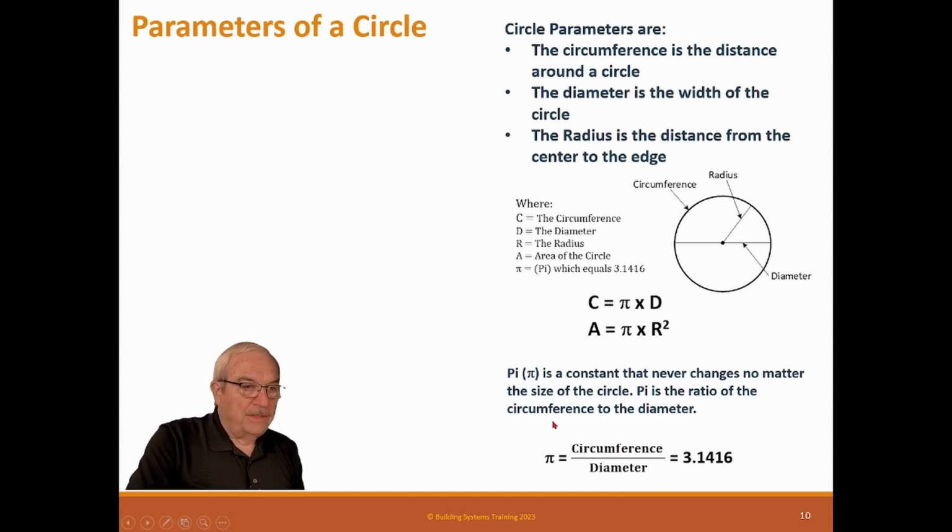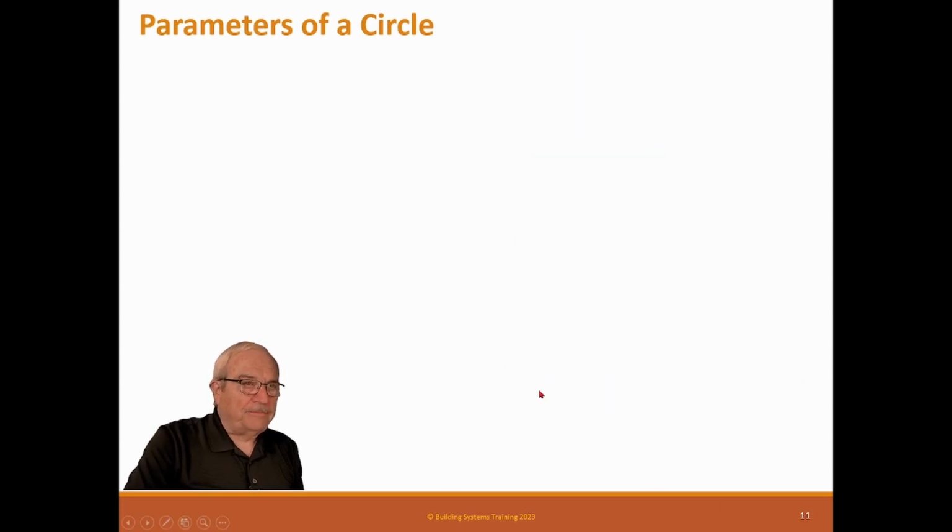Now, this number is really 3.1415 and a whole bunch of decimals, like forever. So the HVAC community basically said 3.1416 is good enough for almost every calculation we want to do. Unless you're doing something extremely accurate, which we would never do in HVAC, you might need some more decimal places. But basically, this is the one we're going to use.